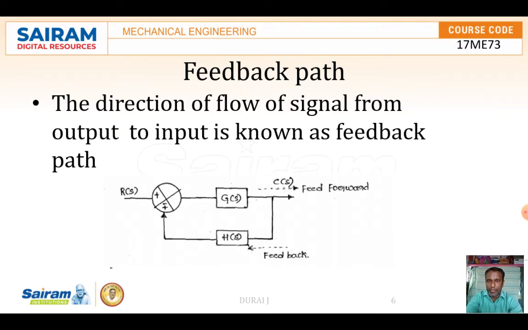Then, the direction of flow of signal from output to input is known as the feedback path. Actually, the signal flows from right to left, and that is the feedback path. Here the signal comes over here and goes again over here. With the help of this feedback signal, it produces the error signal. The error signal compares the feedback signal with the reference input, and that provides the error signal. So this is about the feedback part.